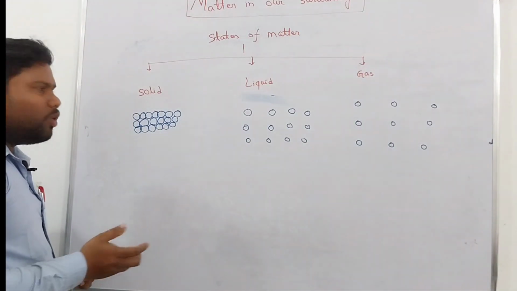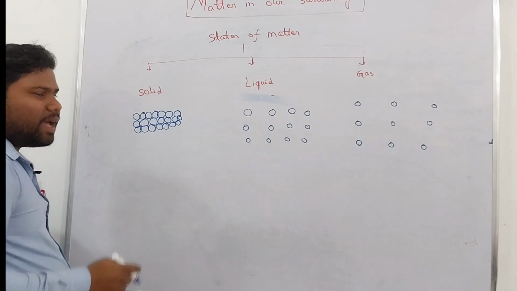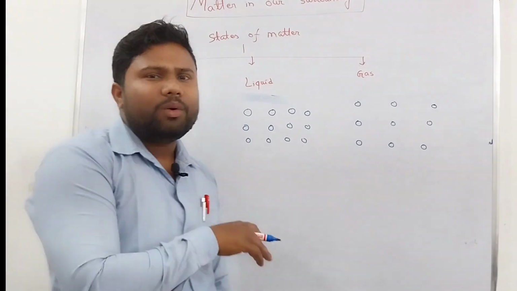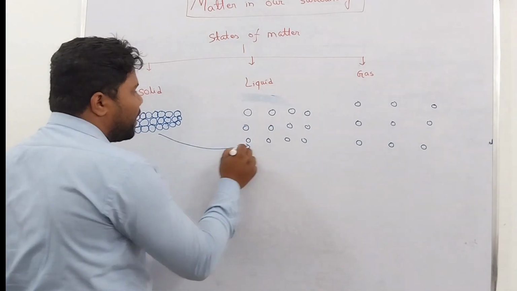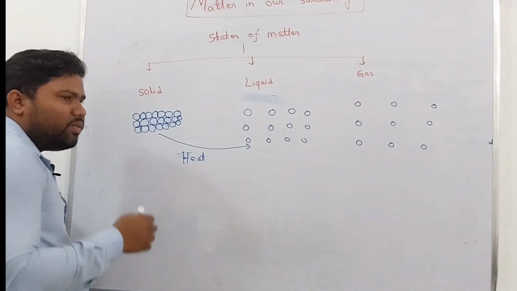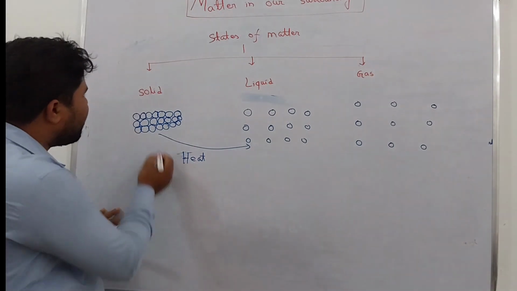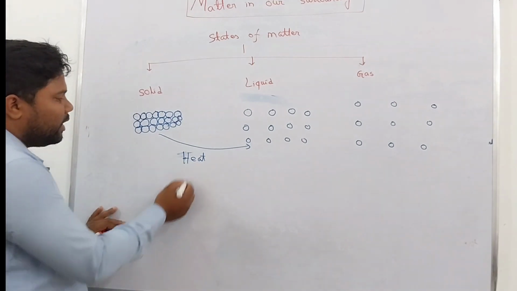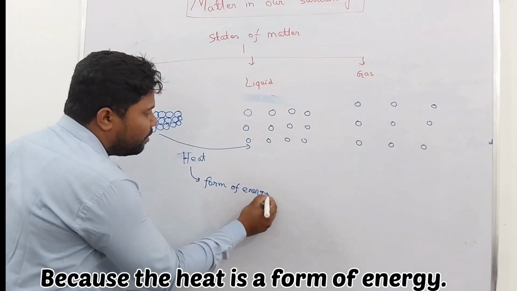What we have learned? We have learned that in case of solid states of matter, all the particles are getting very close due to high intermolecular force of attraction and very low kinetic energy or thermal energy. Achha, we can change the solid to liquid by applying heat from the outside. If you give heat from the outside to the solid state, then the particles will be very excited, very energetic. Why? Because heat is a form of energy.